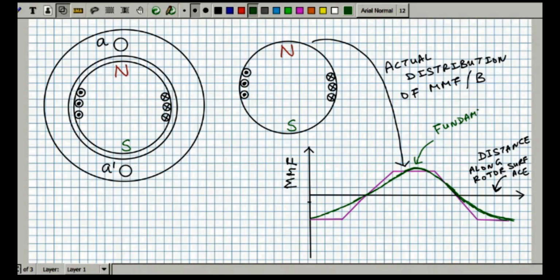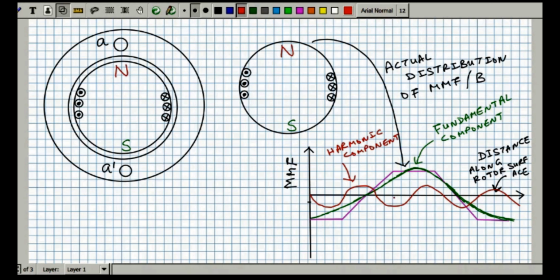So this is the fundamental component. There can be harmonic components. If I just want to indicate it, I am not drawing it to scale. I am just trying to give you some idea. So let's say I am drawing it like this. So this thing is your, say, harmonic component. This thing is your harmonic component.